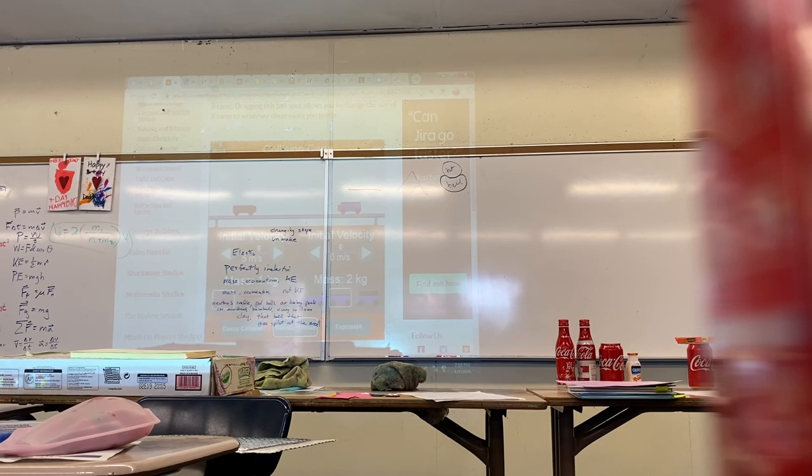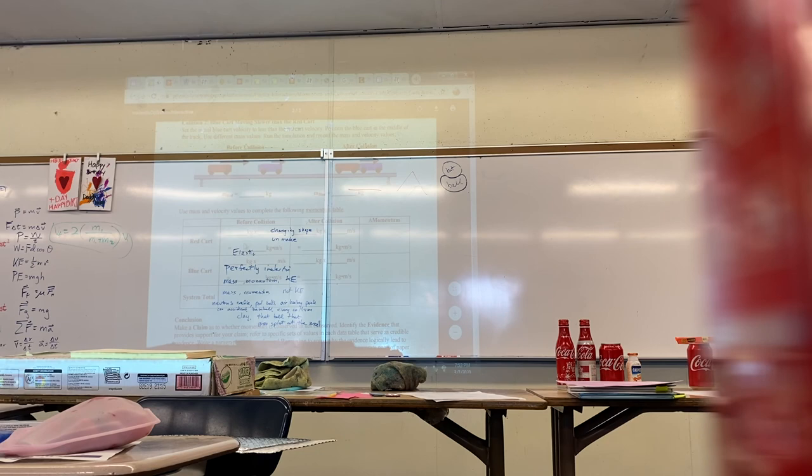And then you're going to use this table. How many of these tables are you going to make? Two, right? So you're going to use one for each collision. And then you're just going to solve for the momentum before and after the collision for each cart. You're going to add up the before-collision momenta to get the system total. And again, I'm showing you stuff up here on the board, so you probably want to look.